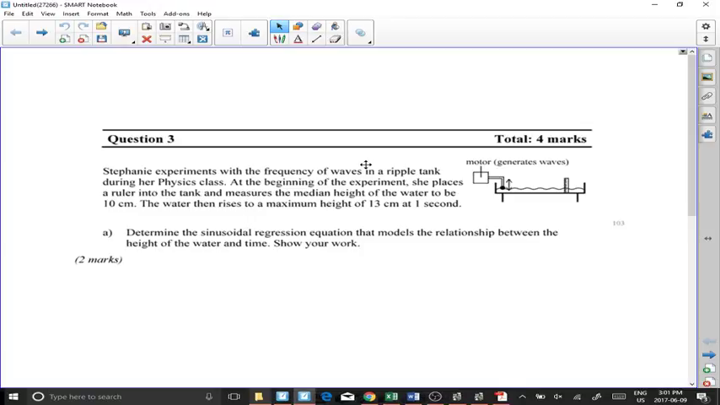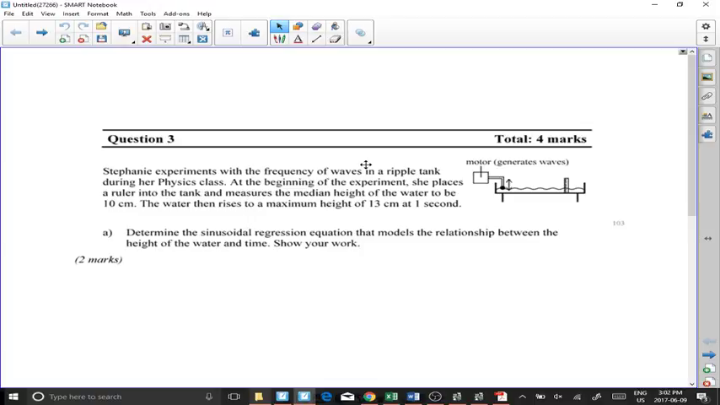Here's the question. Stephanie experiments with the frequency of waves in a ripple tank during her physics class. At the beginning of the experiment, she places a ruler into the tank and measures the median height of the water to be 10 centimeters. Now, what a ripple tank does is it causes vibrations in the water. So if the water is still at a height of 10 centimeters, like waves, it's going to go up, come down below the 10 centimeters, and then come back up. The key thing here is to understand that the median height of the water is 10 centimeters.